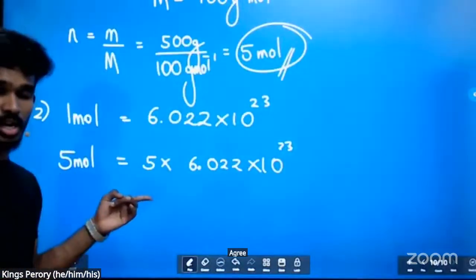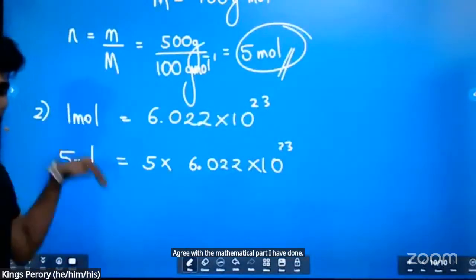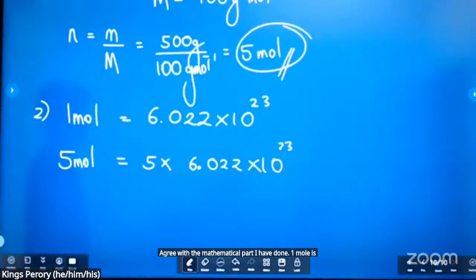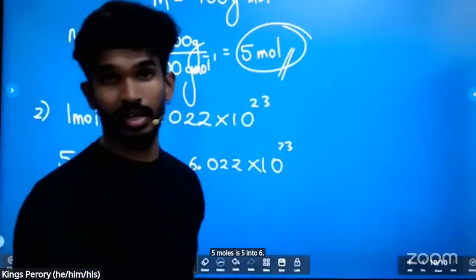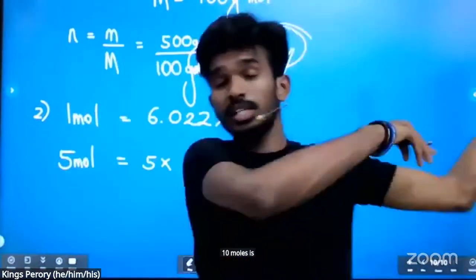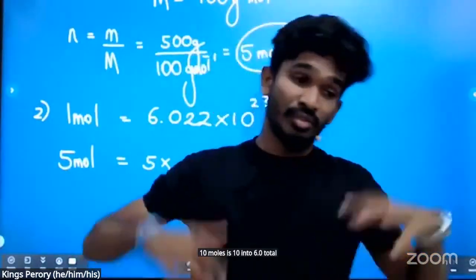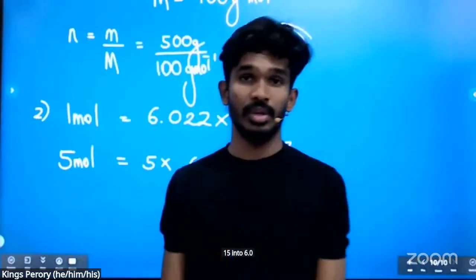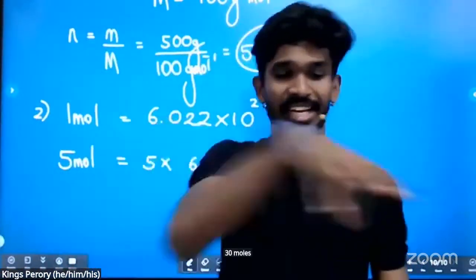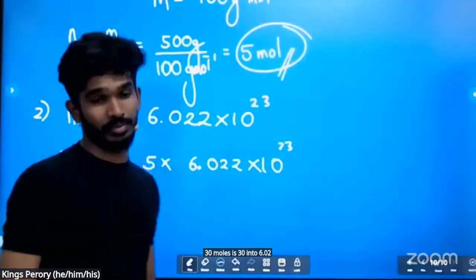Agree with the mathematical part I have done? 1 mole is 6.022 into 10 to the power 23. 5 moles is 5 into 6.022 into 10 to the power 23. 10 moles is 10 into 6.022 into 10 to the power 23. 15 moles is 15 into that, and 30 moles is 30 into 6.022 into 10 to the power 23.